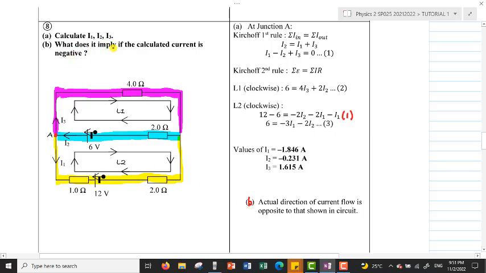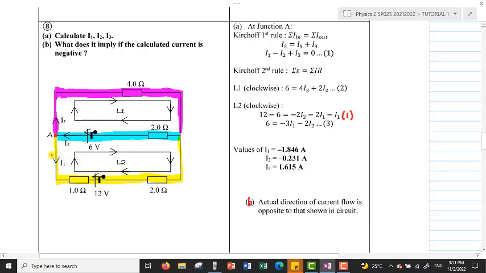what does it imply if the calculated current is negative? We find out that for I1 and I2, the answer is negative. What actually does the negative value of the current we obtained mean? It's telling us that the actual direction of current flow is opposite to that shown in the circuit.